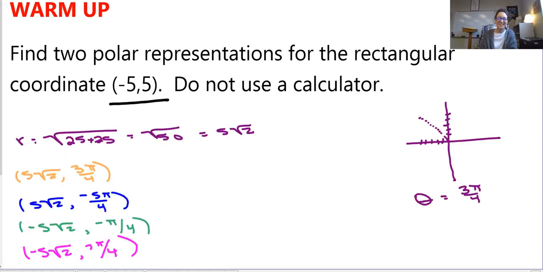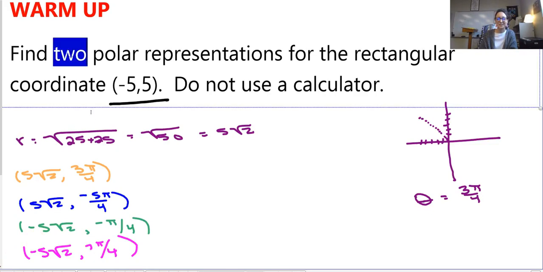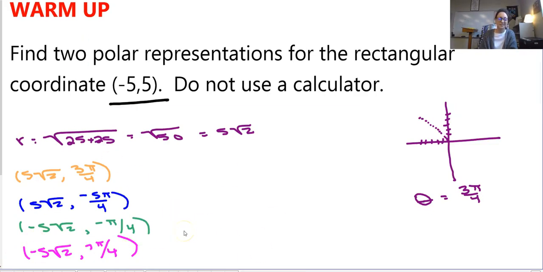All right, I've got some possible answers here. I only asked you for two. I gave you 4 options here. Again, there are an infinite number of possibilities. The most straightforward one is probably this first one in orange here. So if I found my radius, which you could have left as square root of 50 if you're doing one of our quizzes or tests.